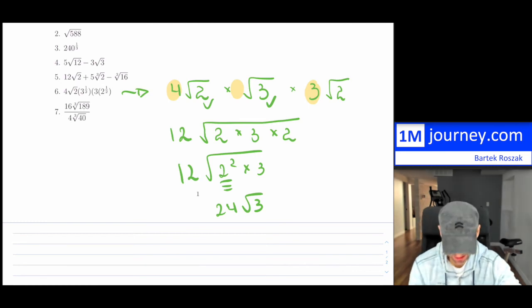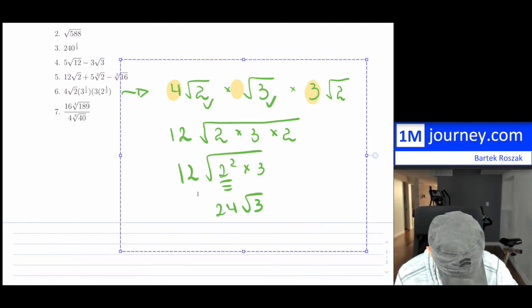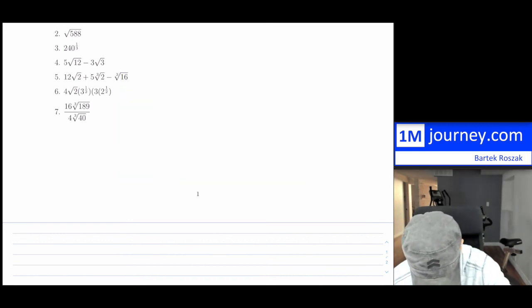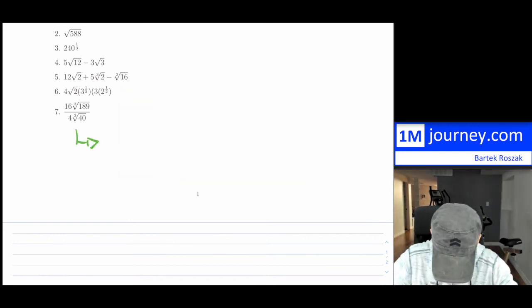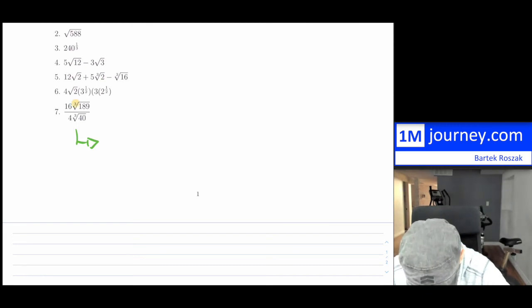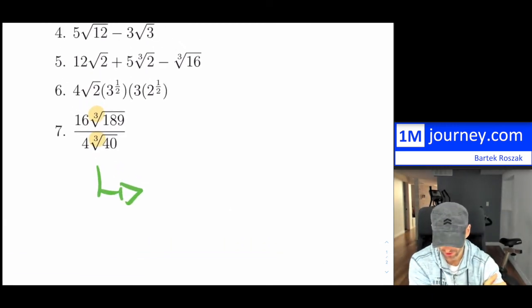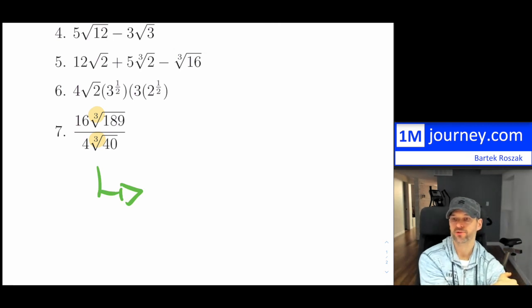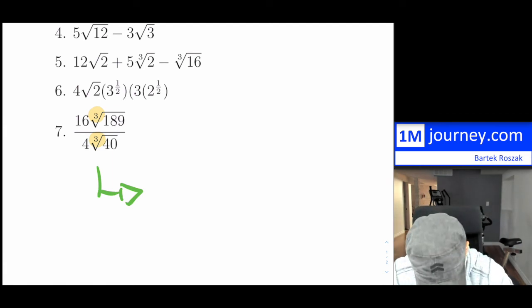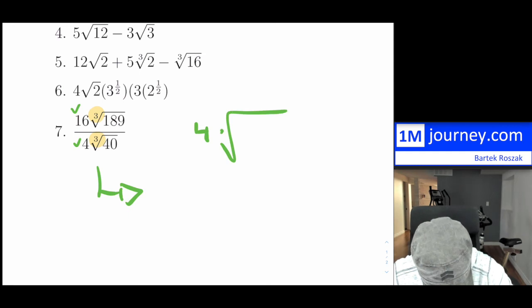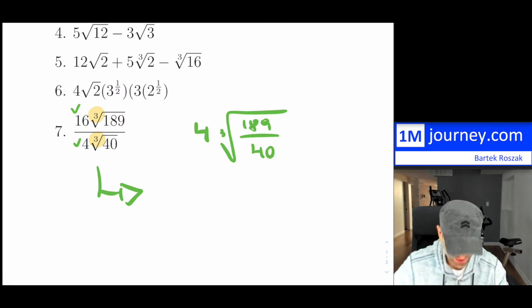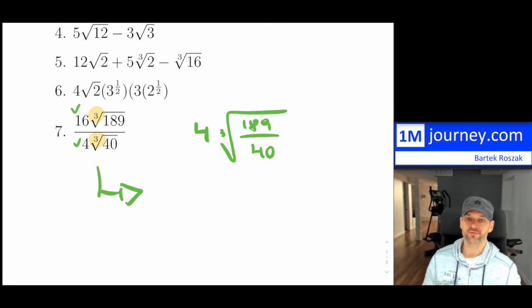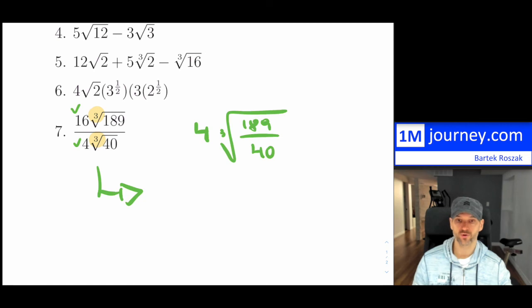All right, so question 7, which is your last one on this quiz slash test. I guess the questions were kind of hard. Okay, so let's see this one. If I blow this up, we can work with this, definitely. 16 divided by 4, that's going to be 4. Now I have the cubed root of 189 divided by 40. So let me reduce this 189 by 40, and hopefully it'll give me something that I can work with.